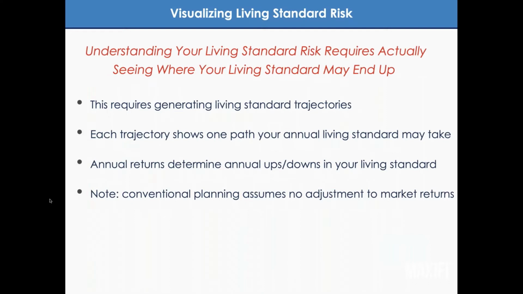So how do you understand how much living standard risk you're going to have? Well, you need to really see it. And when I say see it, I mean see it with your eyes, not hear somebody talking about it, but actually be able to view where your living standard could end up if you invest this way versus where it could end up if you invest a different way. And so this requires generating living standard trajectories. And each trajectory, and I'm going to show you these trajectories using MaxiFi, corresponds to one path that your annual living standard may take.